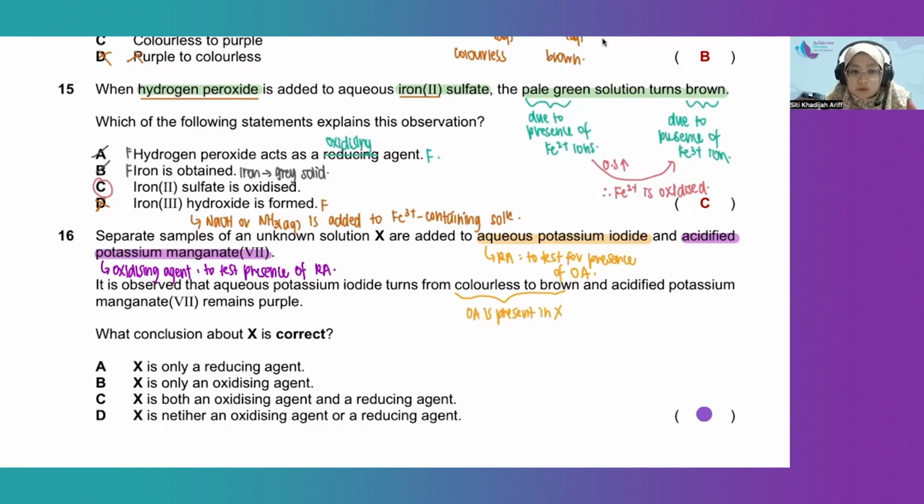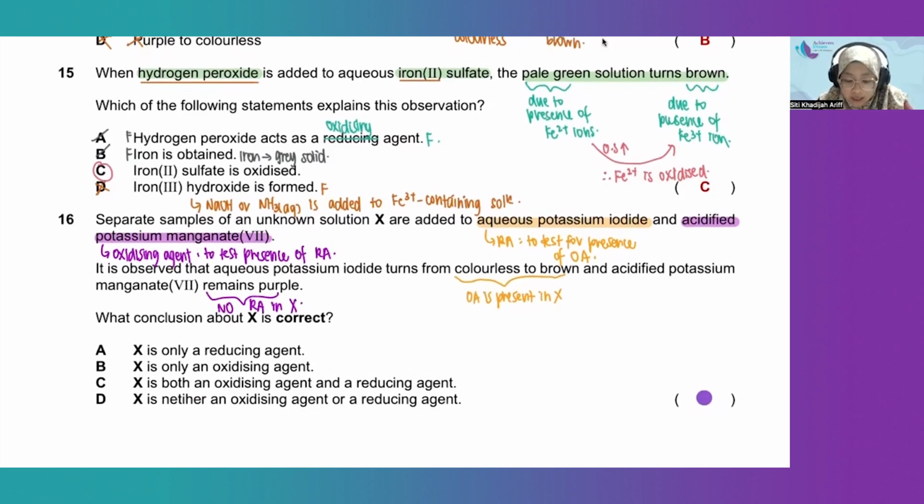And acidified potassium manganate 7 remains purple. Okay, so it remains purple. There's no color change. This means that there is no Ra in X. So what is the answer for question 16? What conclusion about solution X is correct? X must be an oxidizing agent, only an oxidizing agent. So the answer for question 16 is option B. Okay, it must be an oxidizing agent.